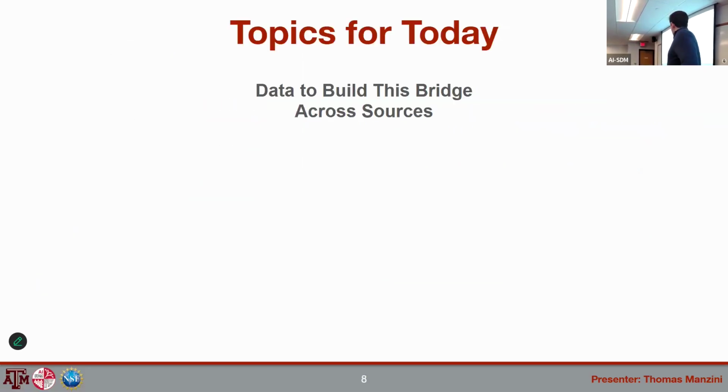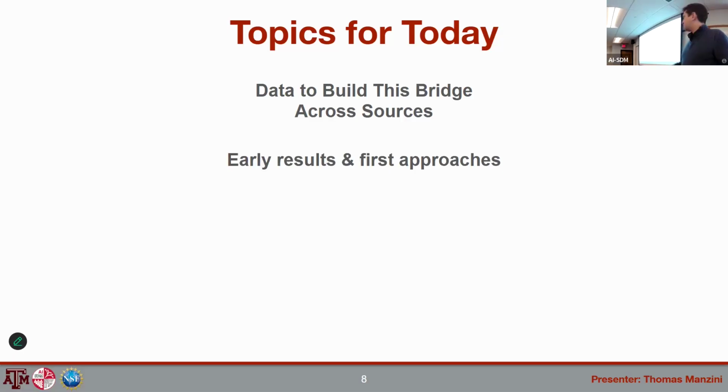So topics for today. We're in the process of building these systems so that they can go across these different scales and sources. A huge portion of this has been collecting and curating the data necessary to make that happen. So that's going to be the first thing that we're going to talk about. We're going to talk about some of the early results, some instances of what would otherwise be really performant models falling flat on their face when presented with disparate source imagery.